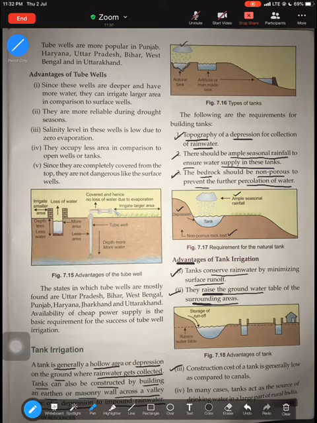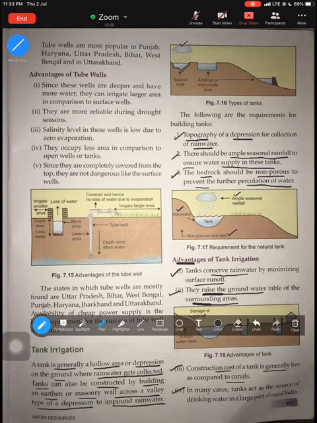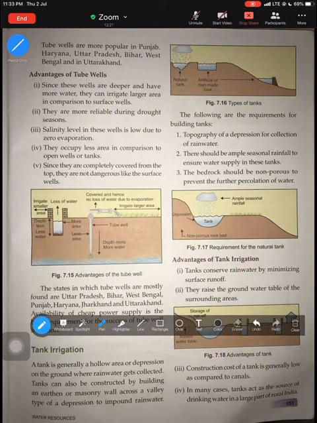Third, construction of tank is generally low cost as compared to canal. So in comparison to other forms of irrigation, especially canal irrigation, the construction of tank is comparatively cheap. Fourth advantage is that in many cases tank is the source of drinking water in large parts of rural areas. In many parts of rural India, you will see that it is tank irrigation which is the main source of drinking water to the rural population. So these are the different advantages of tank. Moving to the next.